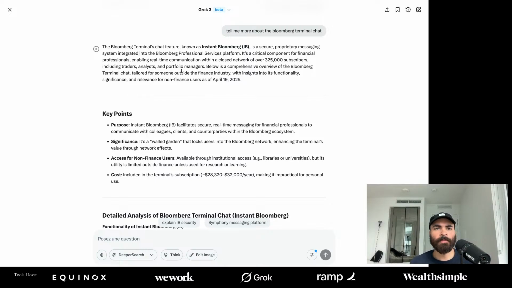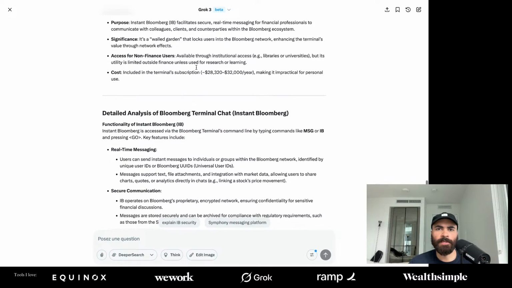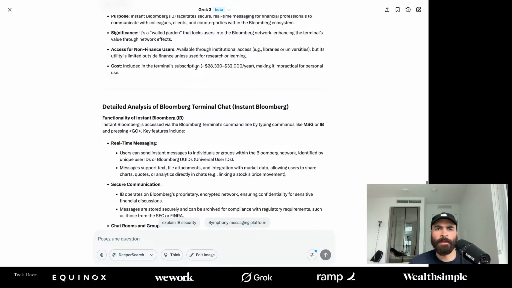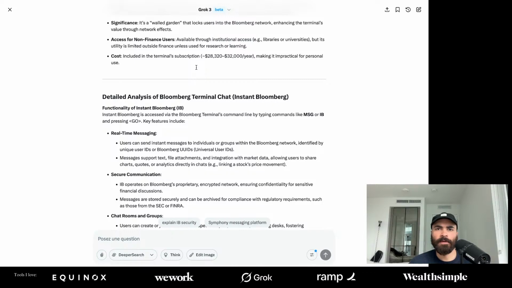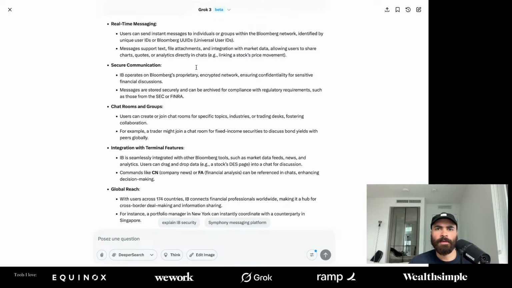Chat features: a secure proprietary messaging system integrated into the Bloomberg professional services platform, a critical component for financial professionals, enabling real-time communication within a closed network of over 325,000 subscribers, including traders, analysts, and portfolio managers. Comprehensive overview: real-time messaging for financial professionals to communicate with colleagues, clients, and counterparties within the Bloomberg ecosystem. The walled garden locks users in, enhancing value through network effects. Available through institutional access. Individuals or groups within the network are identified by unique user IDs or Bloomberg UUIDs, universal user IDs.